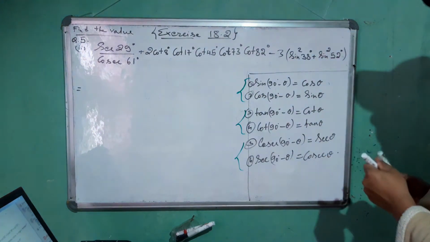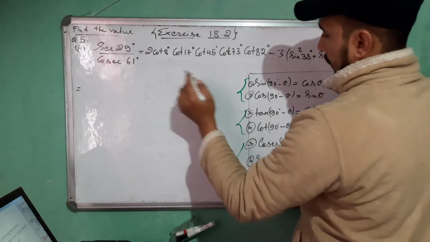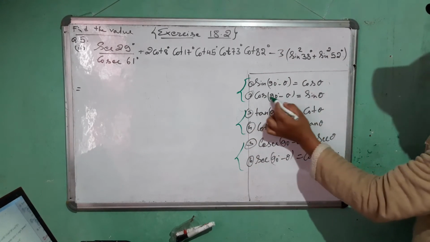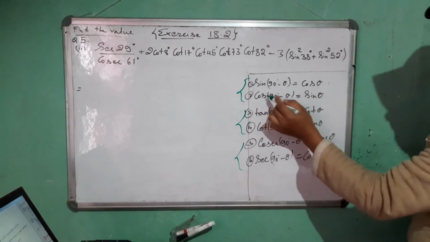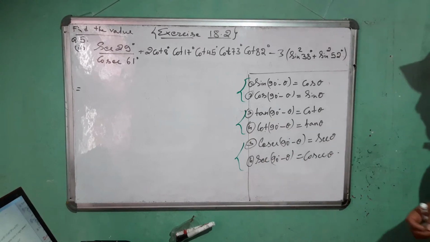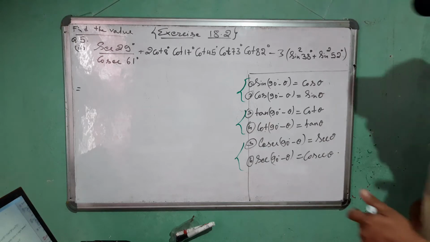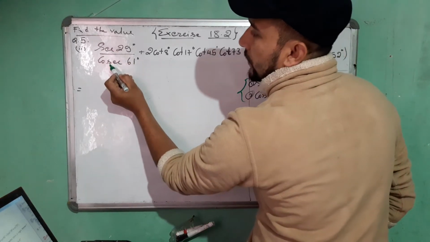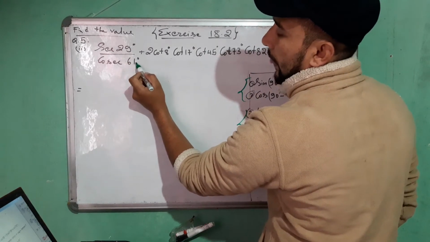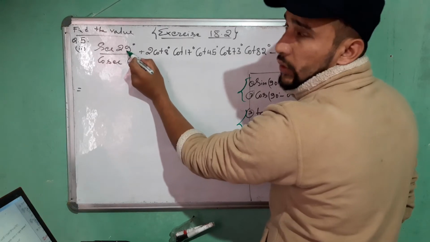First let's see this pair. Formula I have written here. Sin 90 minus theta is cos theta, cos 90 minus theta is sin theta. Sin and cos have a complementary relation, tan and cot have a complementary relation, cosec and sec have a complementary relation. I have already explained this in previous videos. Sec and cosec have a complementary relation, and 29 and 61 have a complementary relation. 90 minus 61 you will get 29.